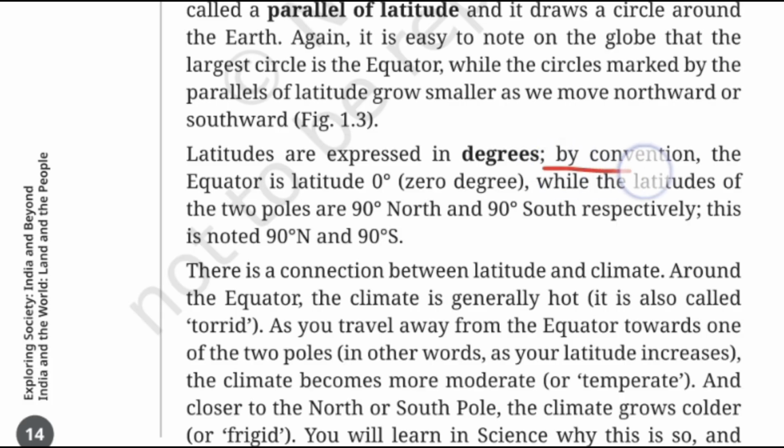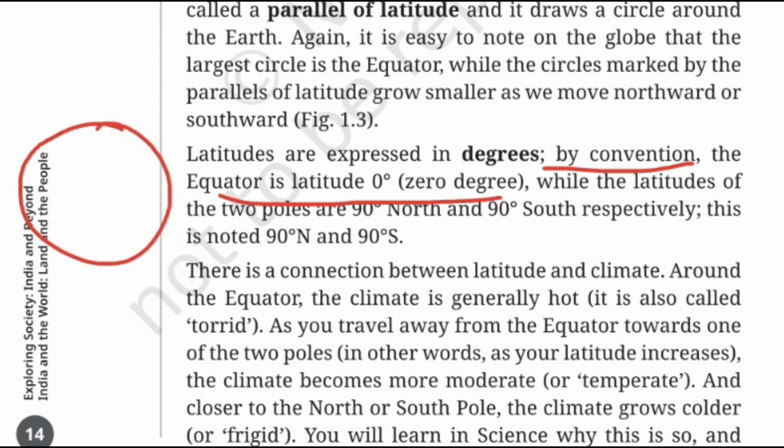By convention, the equator is latitude 0 degree. We consider the equator as 0 degree. Why 0 degree? Because this is the equator plane, and we are considering the angle with respect to this particular plane. So that plane itself will be at 0 degree, meaning there is no angle here. The line remains in that plane.